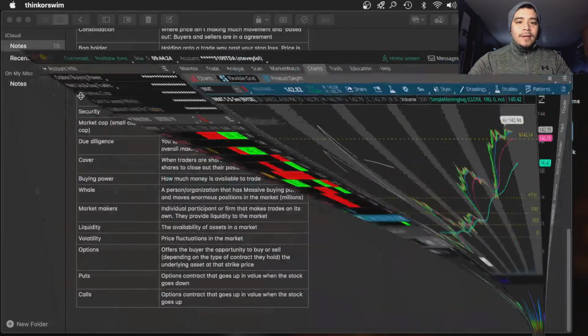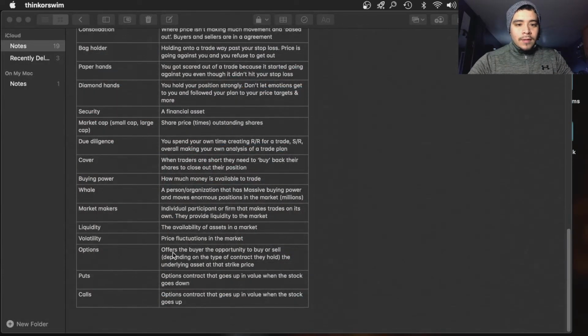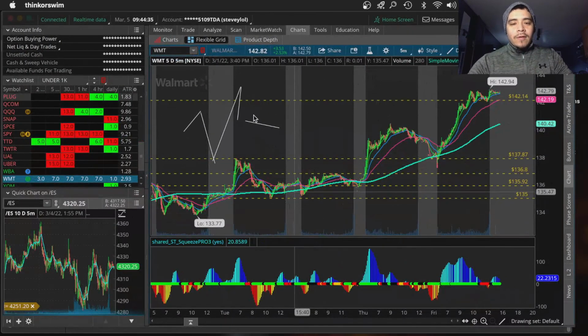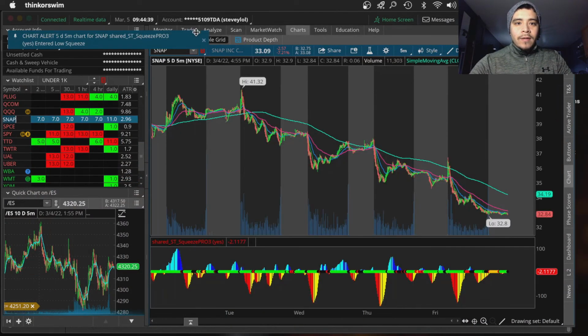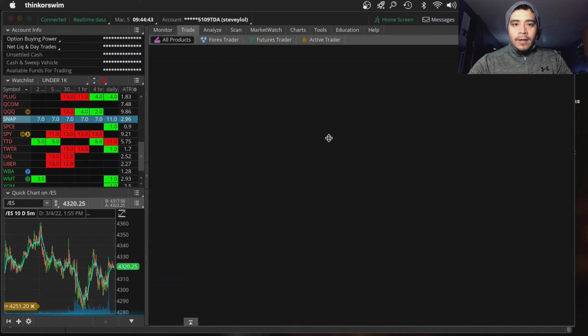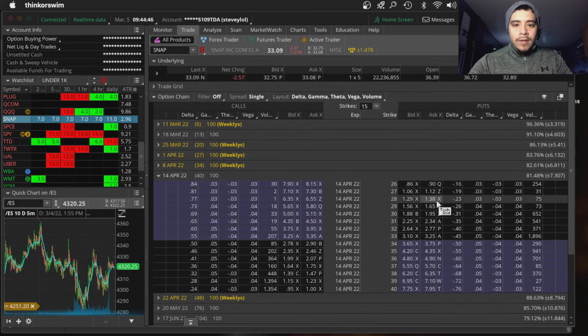That's volatility. Options offer the buyers the opportunity to buy or sell, depending on the type of contract they hold, the underlying asset at a strike price. That is a very bad definition that I wrote, but options are basically, like I've said in my other videos, I'm an options trader. They're basically these things right here.